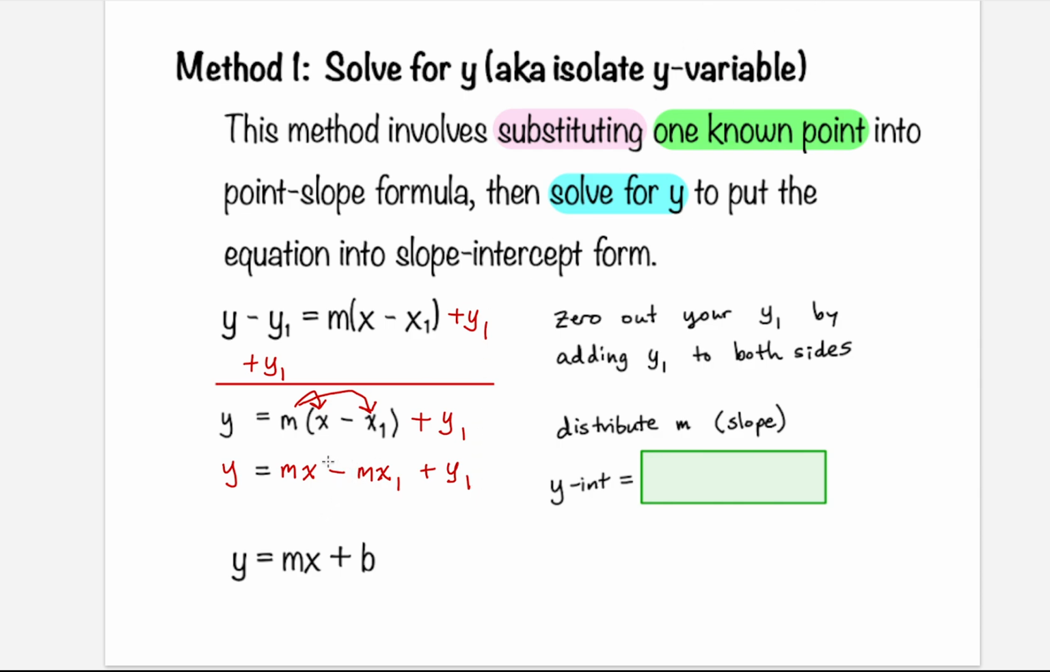So in this problem, our goal is to recognize this part right here. We're going to take negative m times x1 plus y1, and that's going to give us our b, our y-intercept. So the final part of this, the y-intercept, is just simply negative m times x1 plus y1.